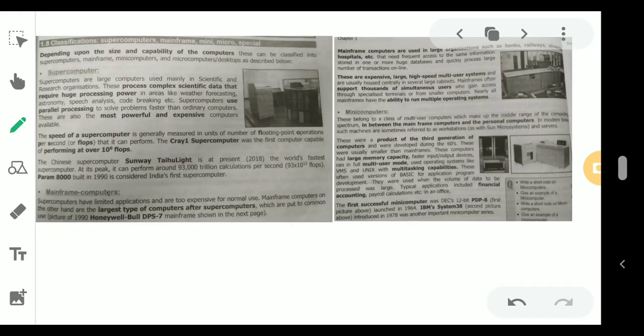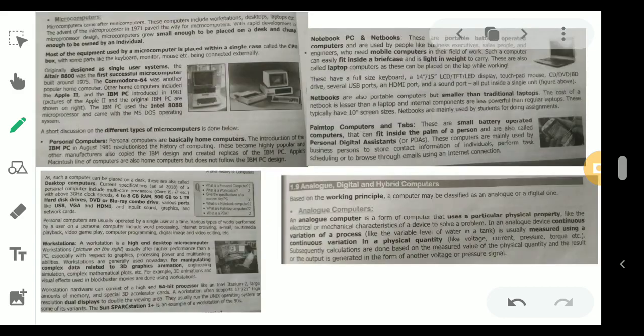Personal computers are generally used for computer programming, digital images, video editing, browsing, email, multimedia playback, or video game playing. Now we talk about workstations.